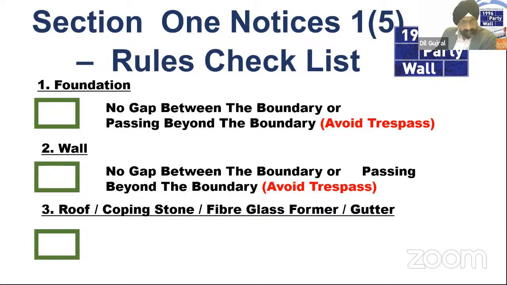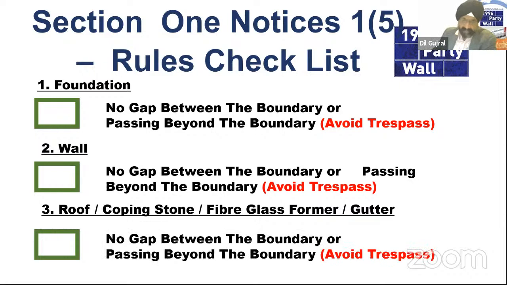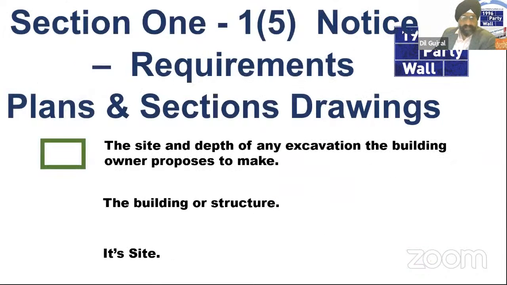Right, roof. No coping stones, fiberglass, or gutter to be overhanging. Don't do it. You're going to get yourself into trouble. You need to avoid this question of trespass. Once you understand it, it's relatively simple. So make sure you tick all of these 3 points when you're building it. Now, when you're designing it, you also need to serve a section 1.5 notice with the following: the site and the depth of any excavation, the building structure, its site.